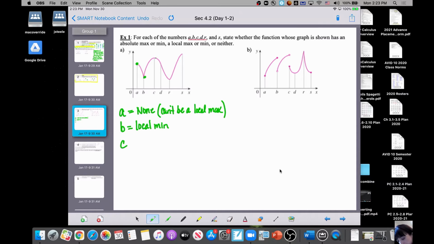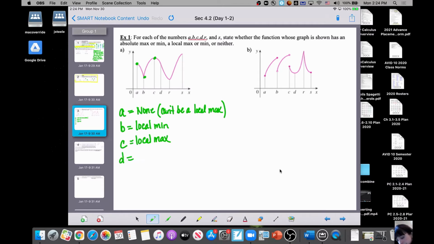Letter C. It is not the highest point, so it's not an absolute, just like B was not the lowest point, so it was not an absolute. But C is a local max, because we can see that it is greater than points on the left side and the right side of the point.